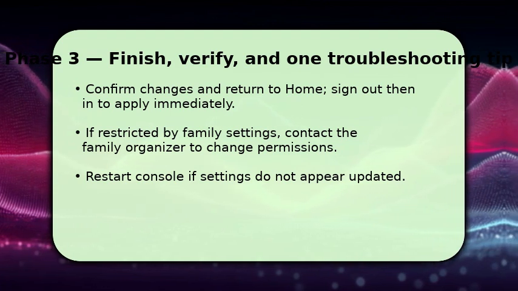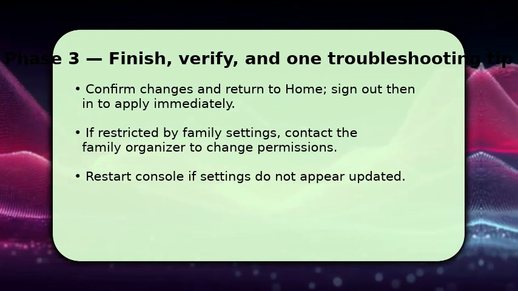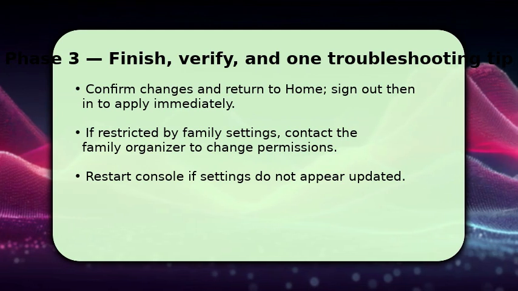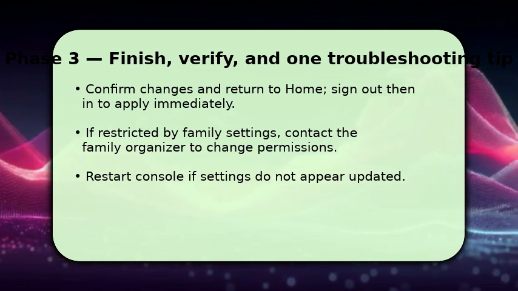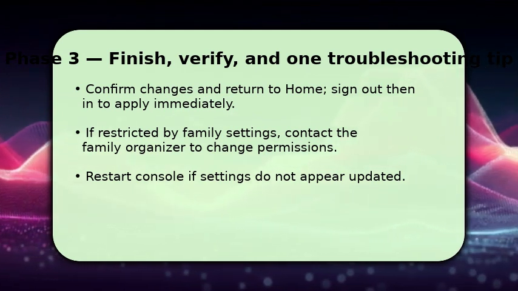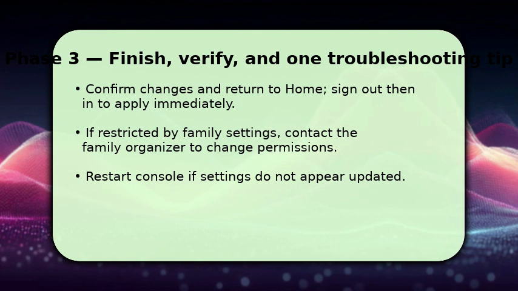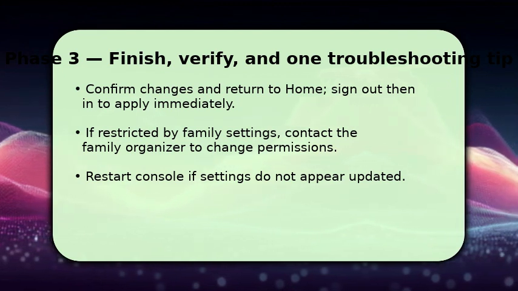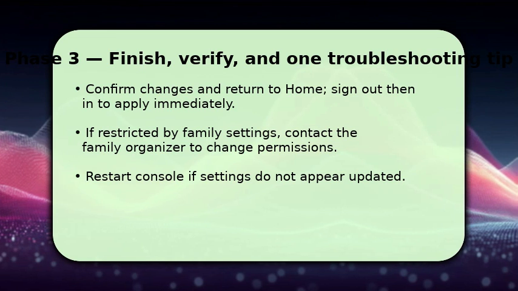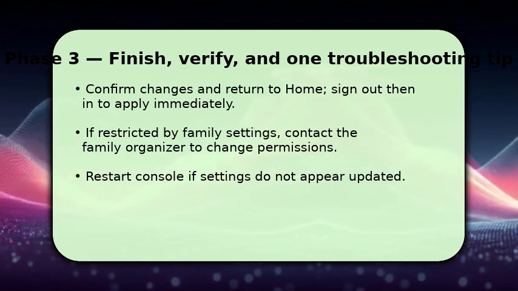If you can't change an option, it's often because a family organizer set restrictions. Contact them to adjust family settings. If settings still don't update, restart the Xbox console. This clears cached data and forces a refresh. If problems persist, check your profile status and internet connection before trying again.